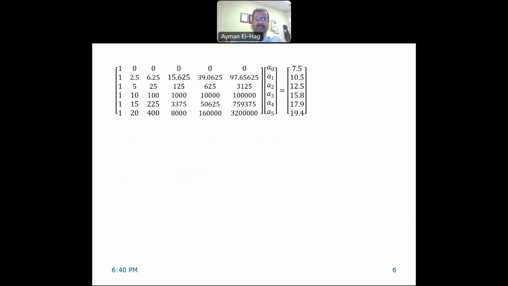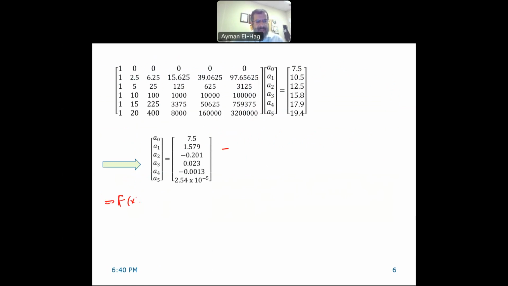If you do that, you will find this is the solution of a0 to a5. So from this, you can say that your f of x is equal to 7.5 plus 1.79x minus 0.201x squared plus 0.0023x cubed minus 0.0013x to the 4 plus 2.54 times 10 to the minus 5 x to the power 5.